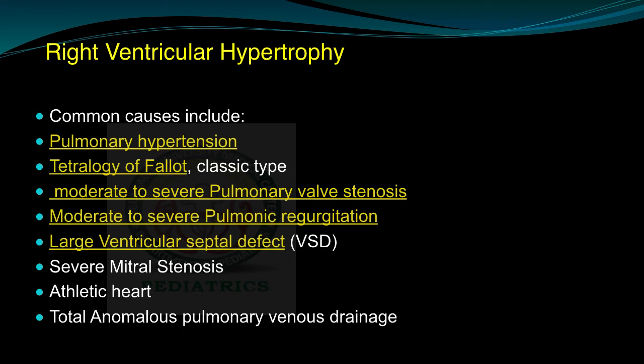As a review, you have 4 anatomic defects in your tetralogy of Fallot. You have your large VSD, you have your overriding of the aorta, and you have your right ventricular enlargement plus your pulmonary stenosis.